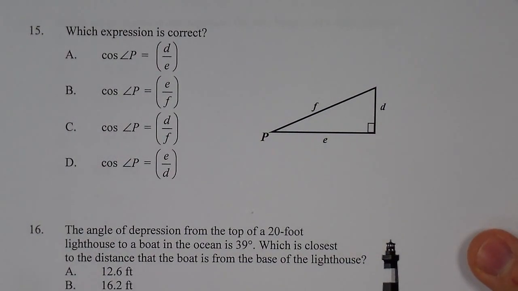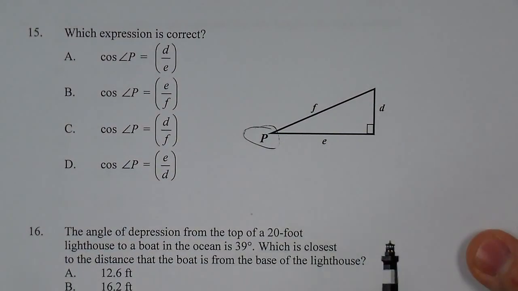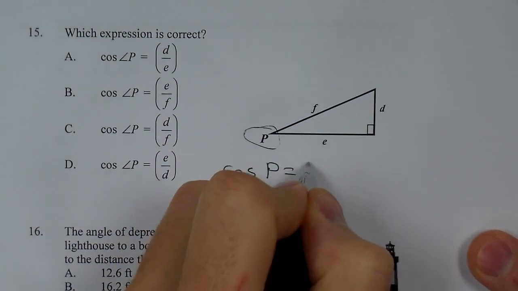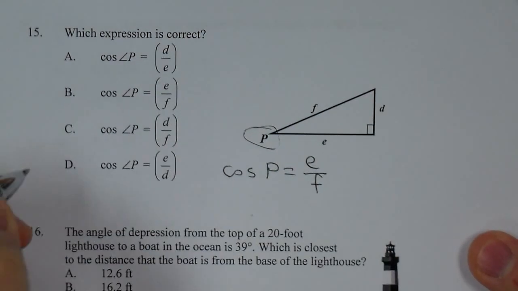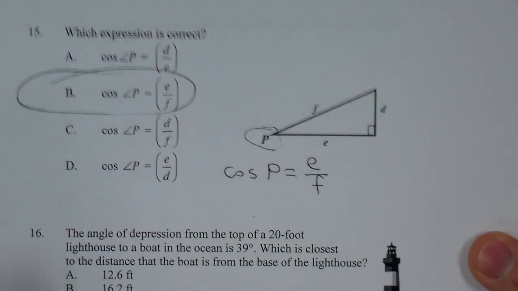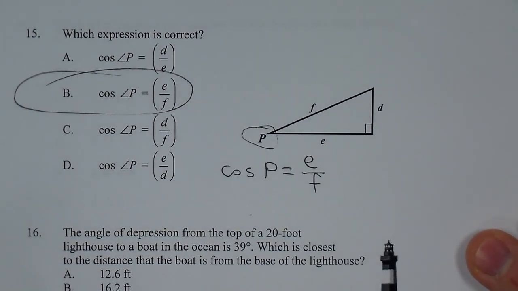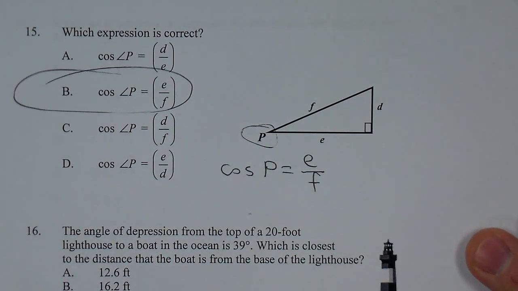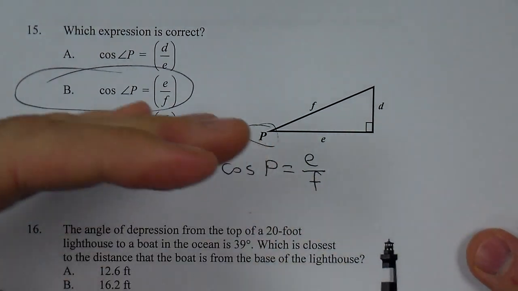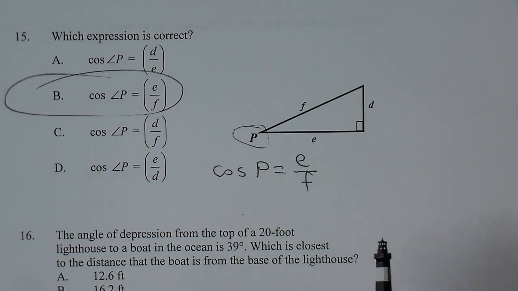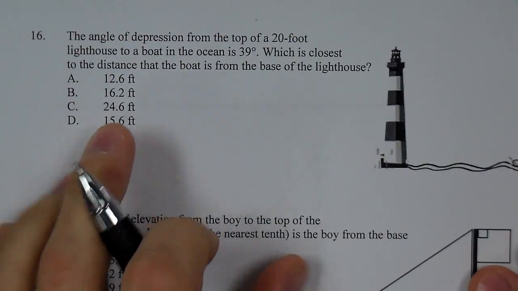For number 15, we need to figure out how we'd set up cosine of P. They didn't give us numbers, so we're just going to use letters. Cosine of P is adjacent over hypotenuse, so that'd be E over F. We go with B. And keep in mind, as you're getting ready for your test, you will have some questions that are as basic as this, just understanding the correct ratio. You also have the ones where maybe they give you a list and some of them are right, some of them are wrong. You'll have to work through them. But there will be some as basic as that.